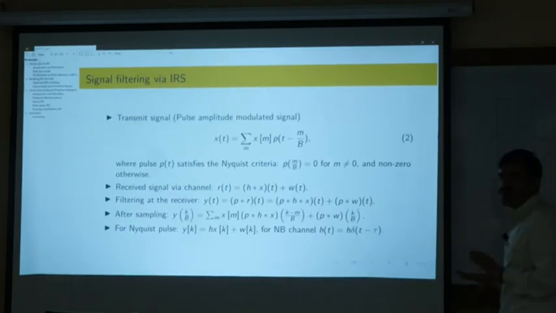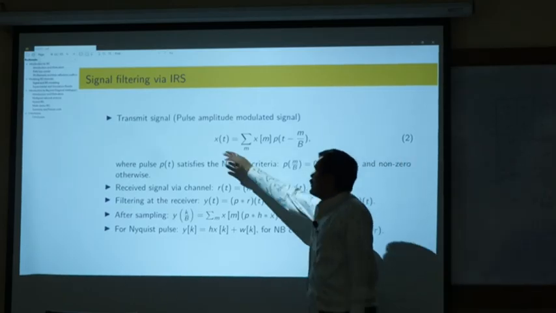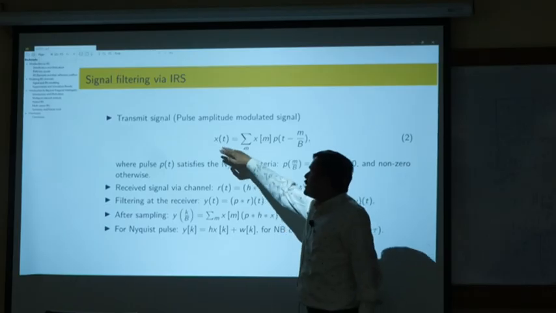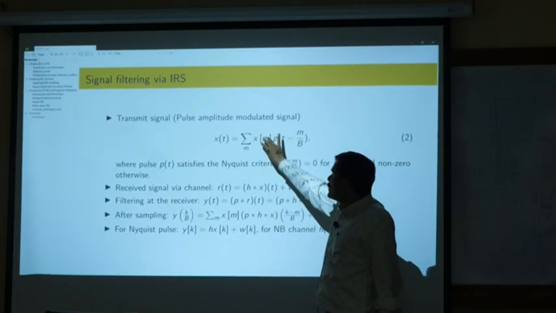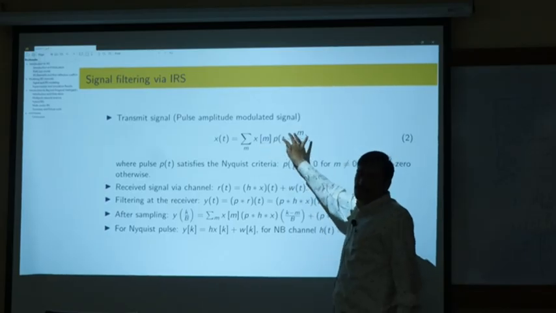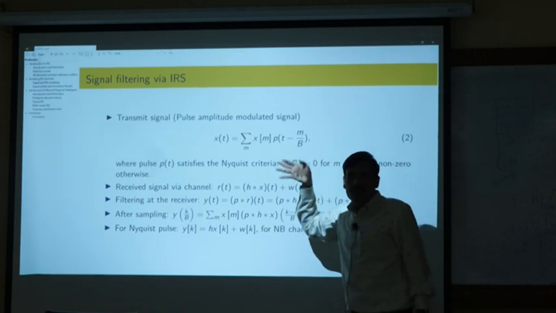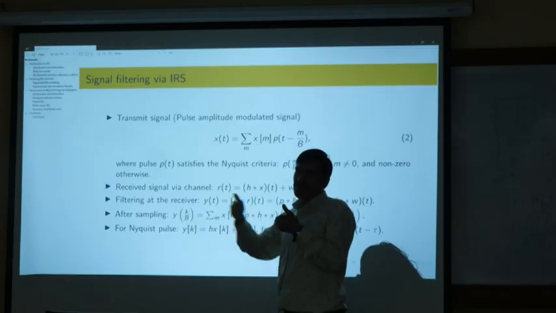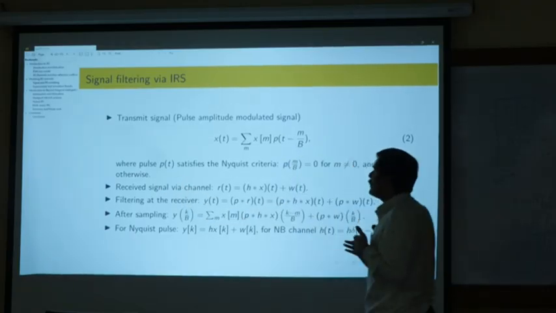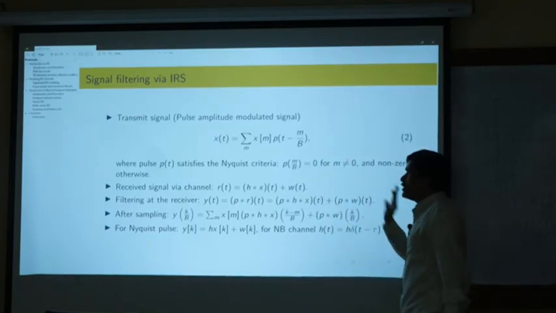This is very basic stuff that you read in the undergraduate courses. Whenever we transmit a signal, we transmit like this. We have some signal, let's say BPSK or QPSK, whatever we want to transmit. We modulate it into a pulse, p(t), so let's say a square pulse, raised cosine pulse, or root raised cosine pulse, and shift it and transmit it. So it will make a pulse accordingly. This pulse should satisfy the Nyquist criteria.